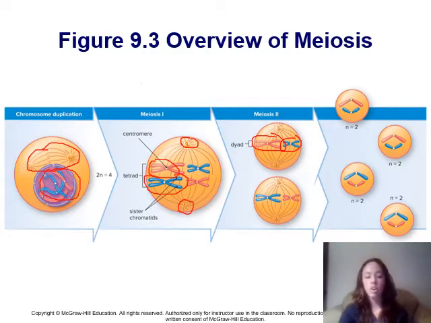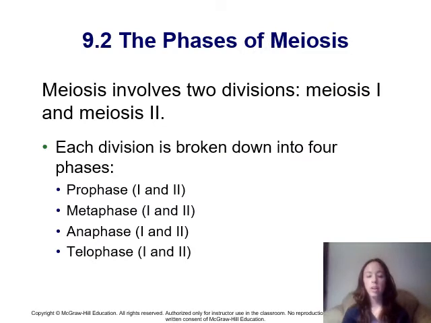2 daughter cells will undergo cytokinesis again, and now we have 4 cells that are not genetically similar, and the cells are now haploid. So both meiosis 1 and meiosis 2 are going to contain the same basic steps as mitosis. We're going to have prophase 1 and 2, metaphase 1 and 2, anaphase 1 and 2, and then telophase 1 and 2.